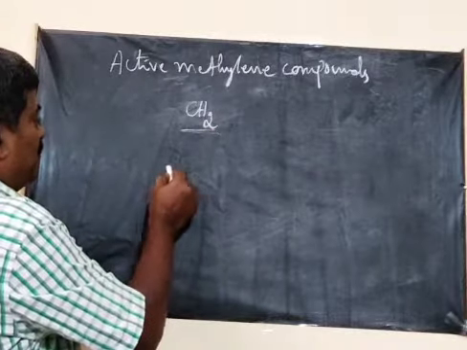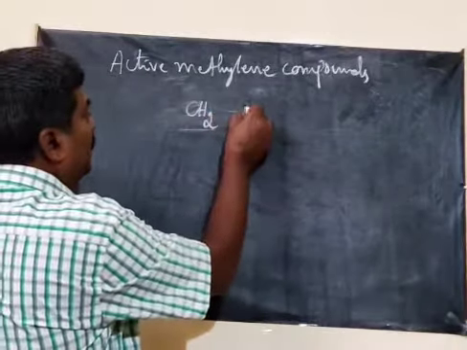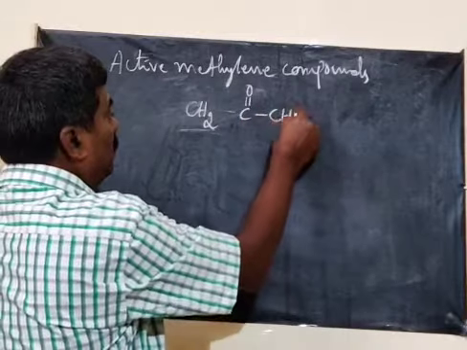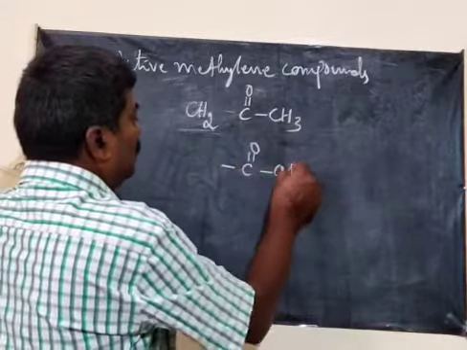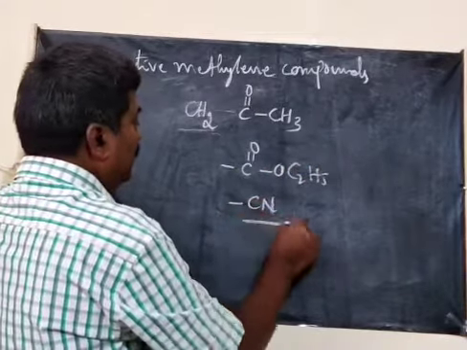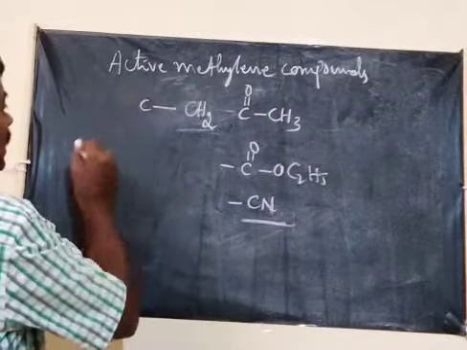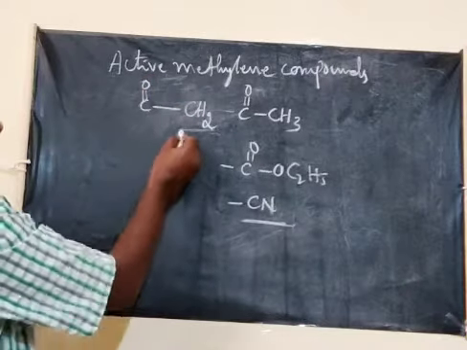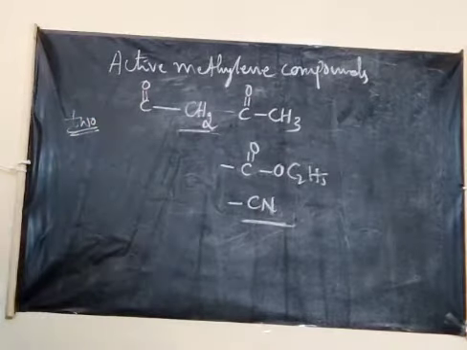If this CH2 group is linked to electronegative groups like C=O CH3, or C=O OC2H5, or a CN group, then this type of compound is called an active methylene compound. That means this methylene group should be linked to two electronegative groups.